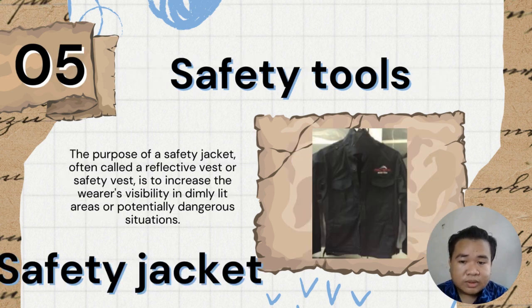Now, let's talk about the safety tools. Firstly is a safety jacket. It is to increase the wearer's visibility in dim light areas or potentially dangerous situations. It's also to help protect the wearer's hands and arms from any dangerous objects.